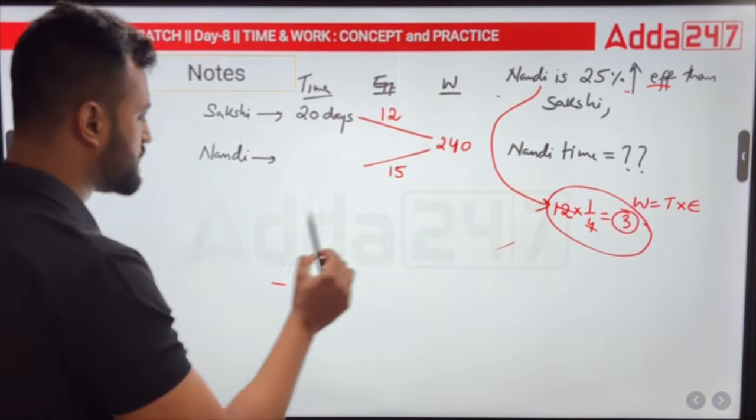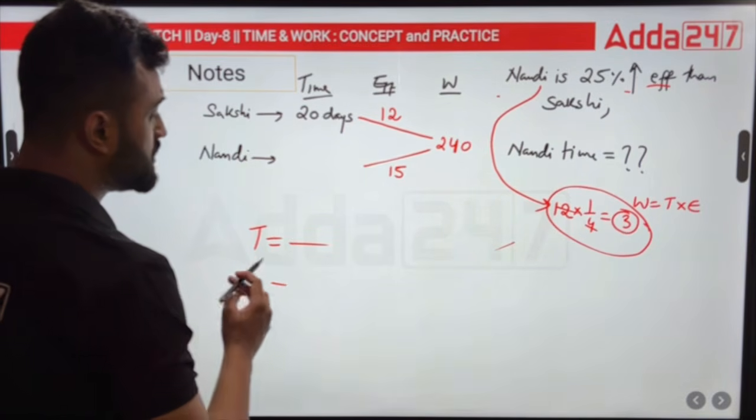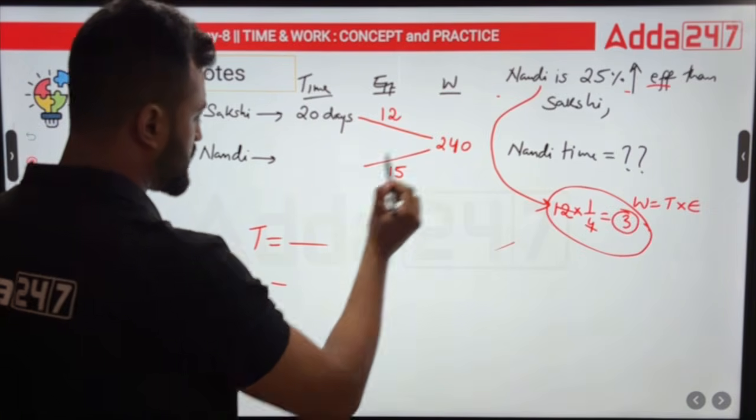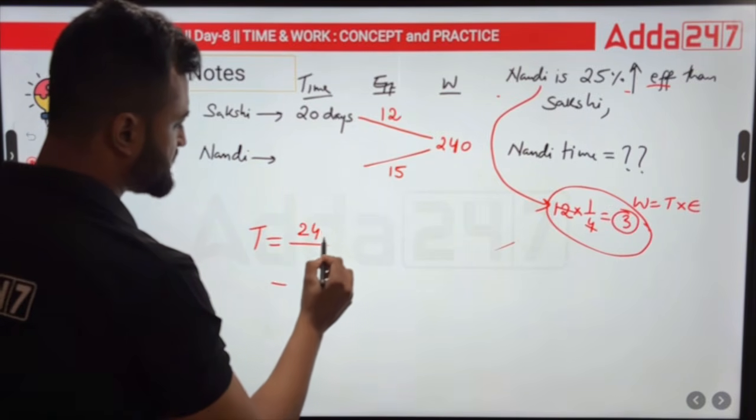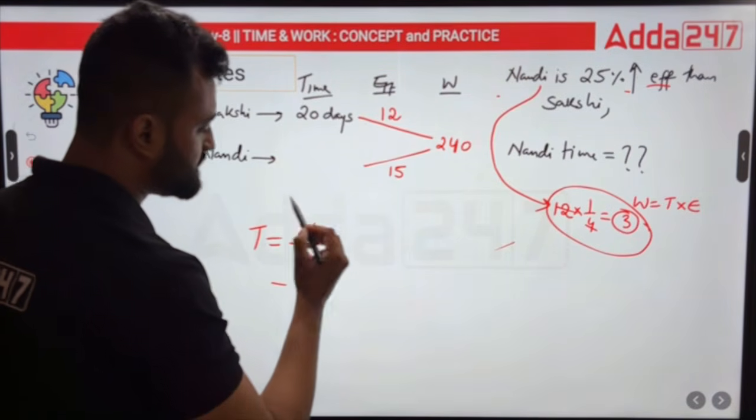Easy. Okay. What will be the time? Time taken will be work by efficiency. How much work does she have to do now? Nandi will be doing 240 work now. 240 work with how much efficiency? With 15 efficiency. Just put 15 here and solve this, you'll get the answer.